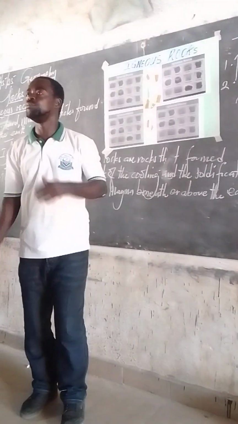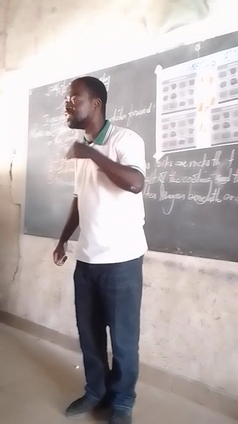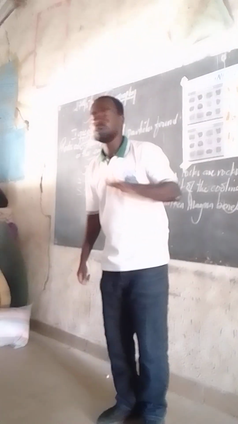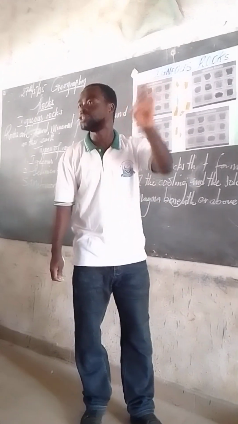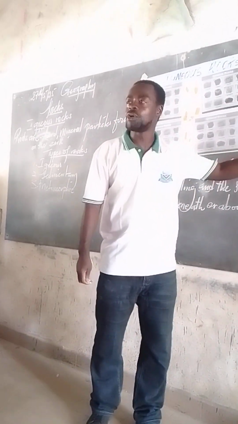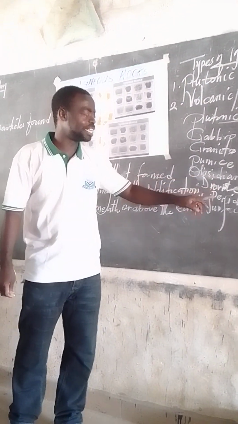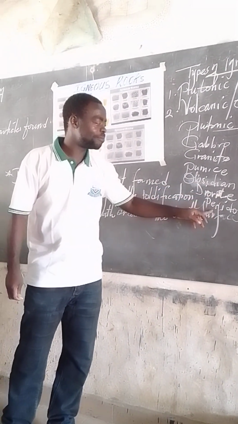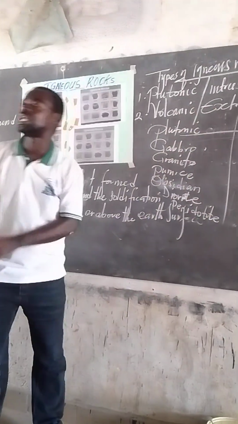In your exams, you might be given different rock samples, so you have to identify, in our tests, whether they are plutonic or volcanic igneous rocks. All of you say gabbro, granite, pumice, obsidian, diorite, peridotite. Let us look at the volcanic rocks now.